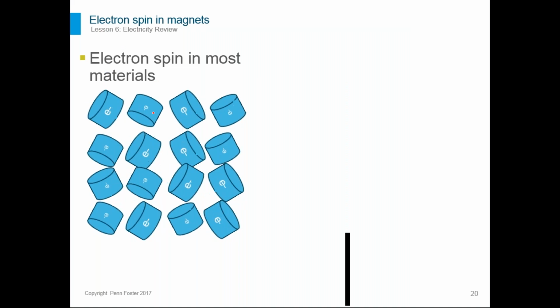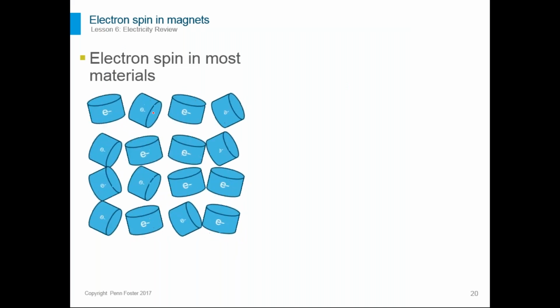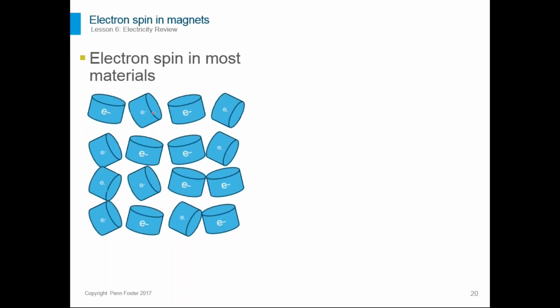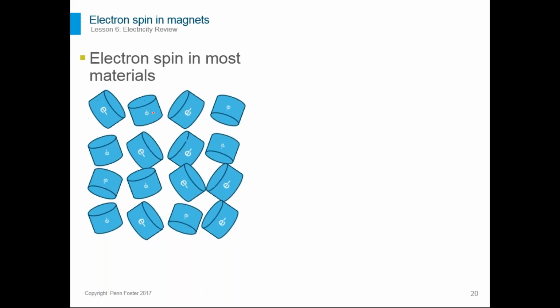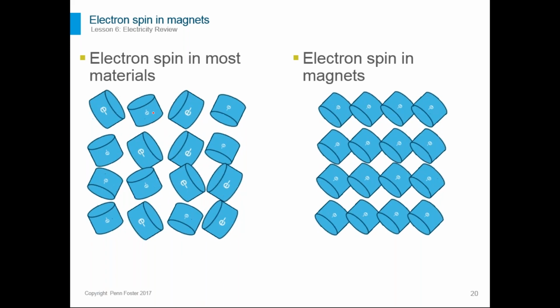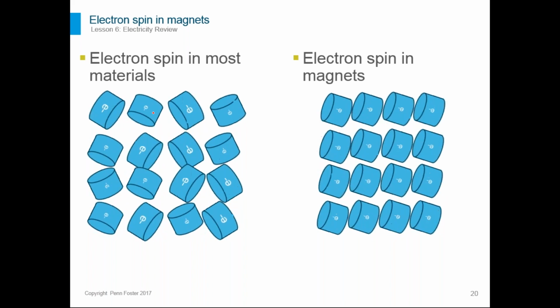Well, in most materials, the electrons all orbit a nucleus, but they spin in random directions while they do. In a magnet, the electrons all spin in the same direction. This happens naturally in a natural magnet, and in an artificial magnet, this is made to happen.